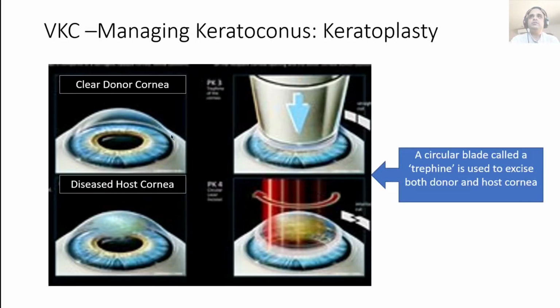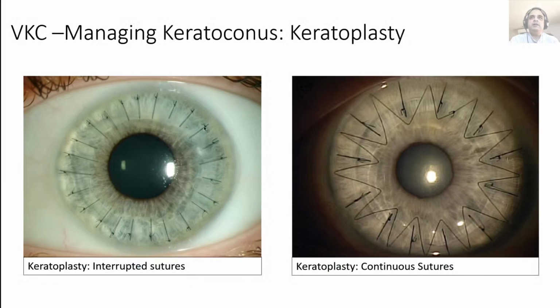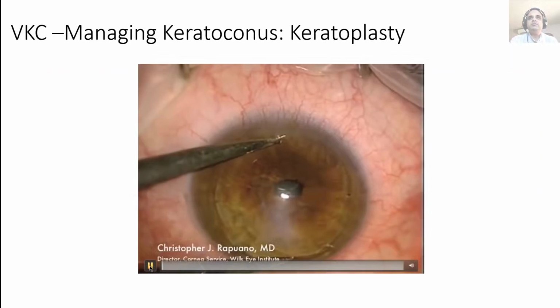So this is how we do keratoplasty, very basic steps. You have your clear donor cornea and a diseased host cornea. On both of these, you use a round blade to cut, which is called a trephine. So we cut off the donor cornea as well as the host cornea because we need to change the host cornea. We remove the diseased cornea, put our new donor cornea in, and suture it. You can put interrupted sutures, and these are 10-0 nylon sutures, the same suture we also saw in cataract surgery. These are interrupted, these are continuous, and we'll see a little video.